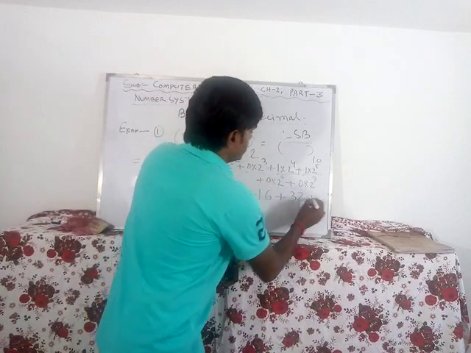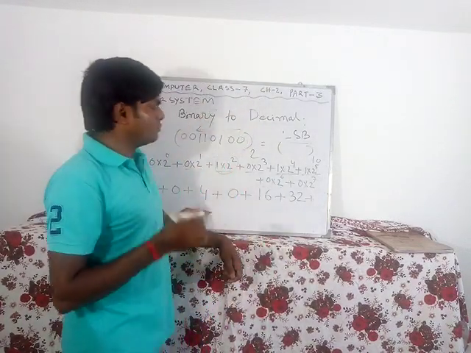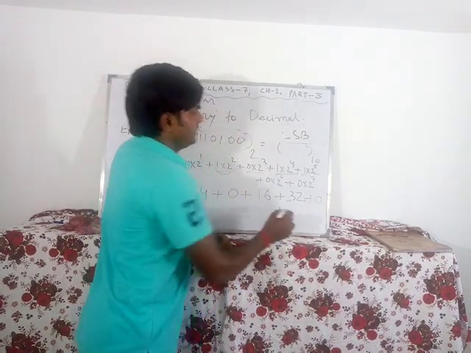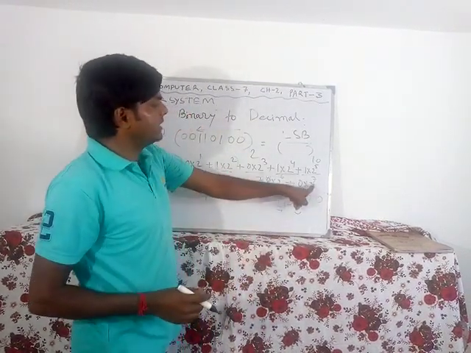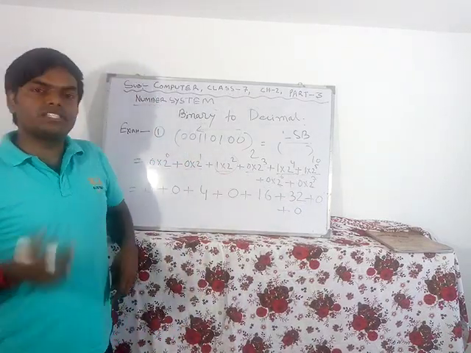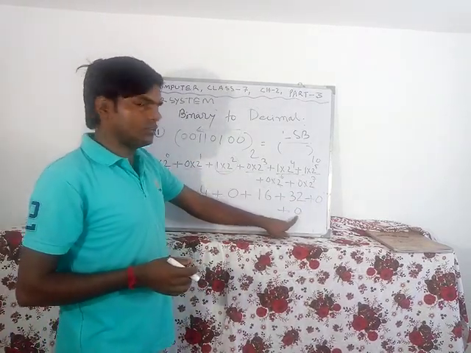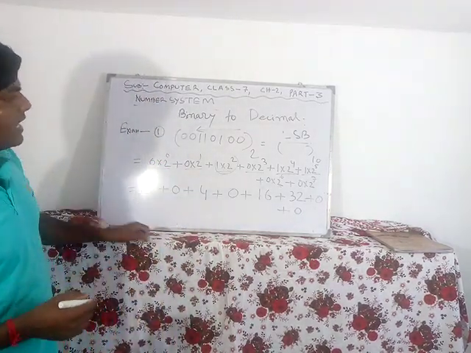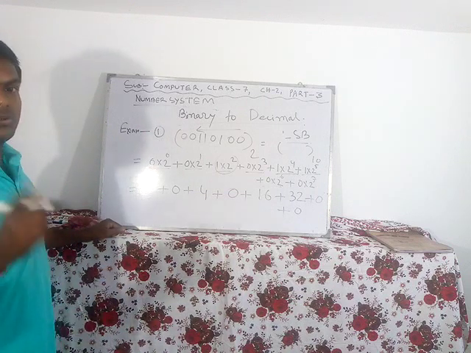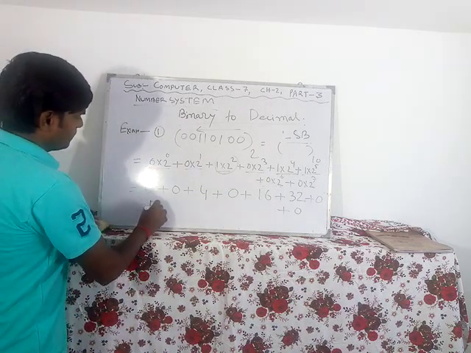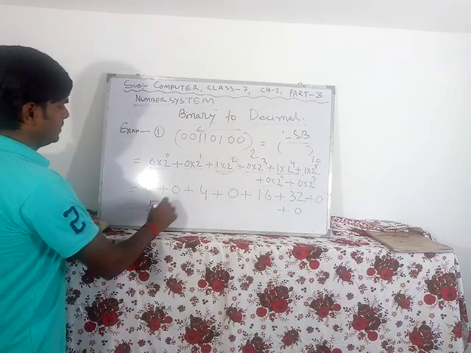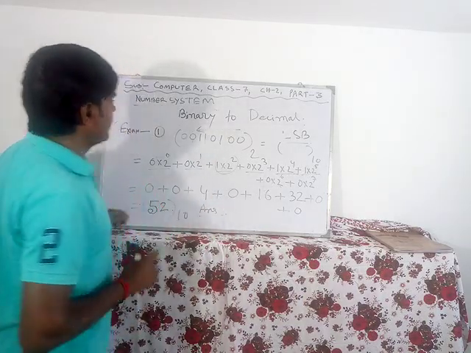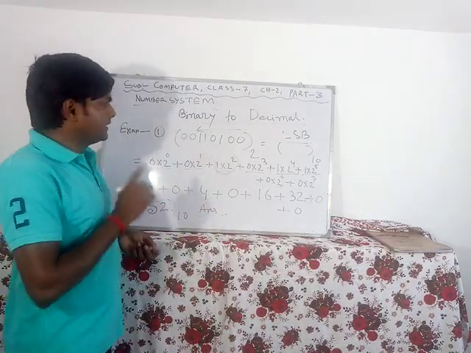Then next, 0 into 2 power 6 means 0, plus 0 into 2 power 7 means 0, because it is multiplied by 0, that's why we are getting the result 0. So the total answer will be 4 plus 16 plus 32, which equals 52. This is the result. I hope all the students understand this problem.